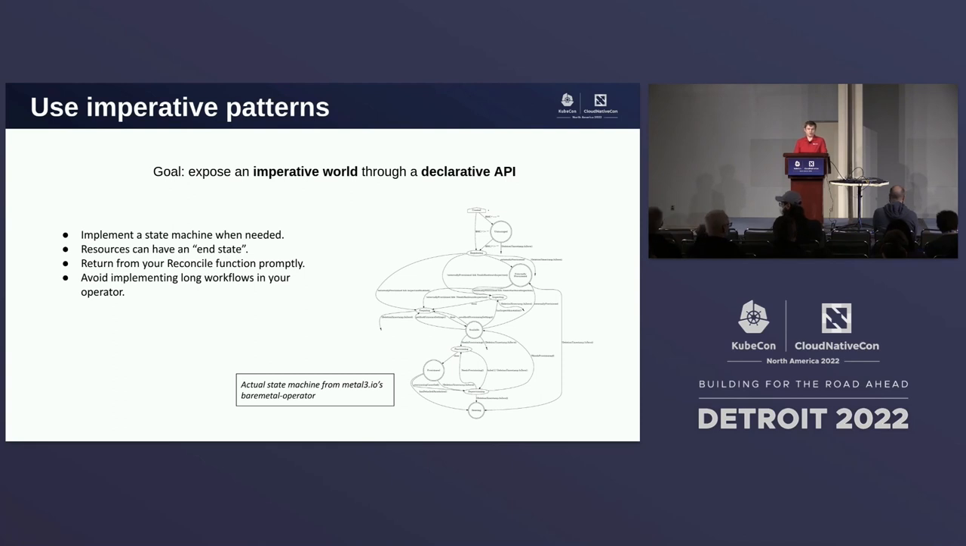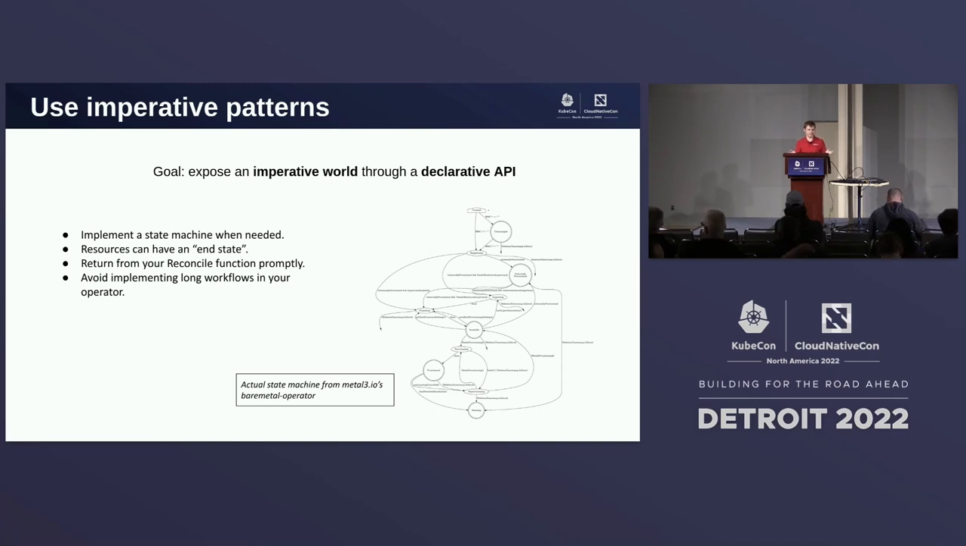Tips that you can use along the way when you're doing this. Implement a state machine when you need one. Go for it. On the right here, this is from the Metal Cubed project. Don't squint too hard, I didn't really mean for you to actually be reading this. This is just for effect. This is the actual state machine used by that project. This is a project that interacts with BMCs, baseboard management controllers, on real server hardware to control it from Kubernetes APIs, turn hardware on and off, provision it, these kinds of things. And they have an operator, the bare metal operator, and they use a state machine, and it works well.